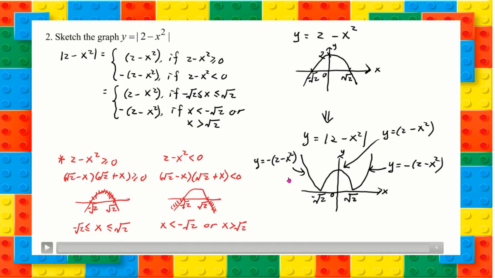Now we try to verify with the piecewise function just now. For the x which is in between negative square root of 2 and positive square root of 2, we can see that the label is positive 2 minus x squared. As for x less than negative square root of 2, the function is negative 2 minus x squared. And for x greater than square root of 2, the function is also negative 2 minus x squared.